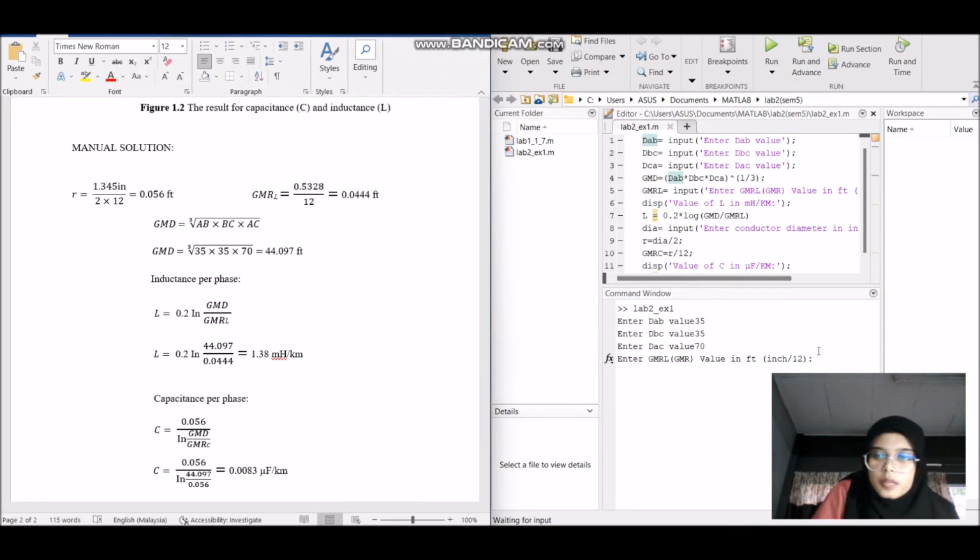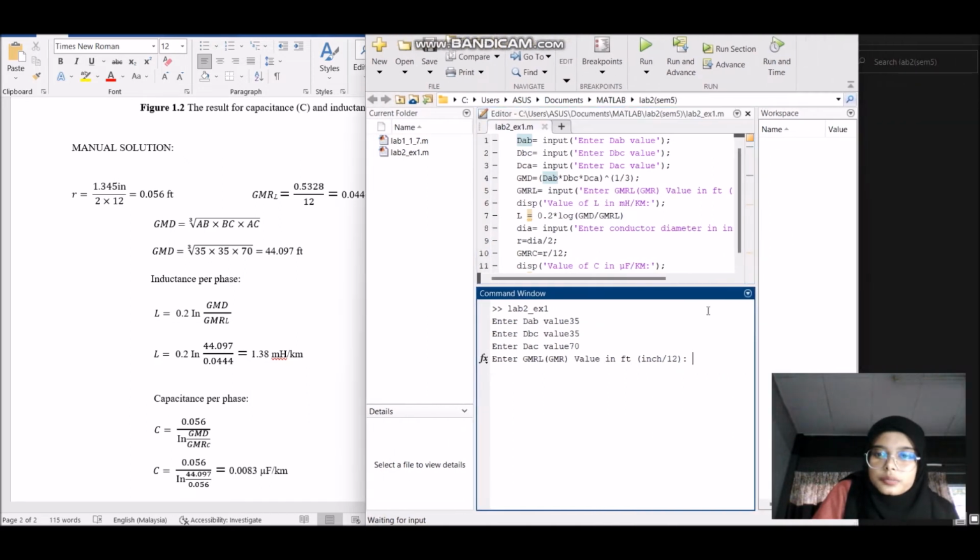Okay, the GMRL is 0.0444. Okay, we get the answer. The answer for inductance per phase is 1.3802. It's the same as the manual calculations. And we need to find the capacitance per phase. Is it the same or not?